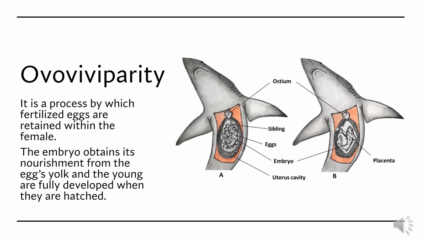Ovoviviparity. It is a process by which fertilized eggs are retained within the female. A more primitive condition, known as ovoviviparity and found in certain snakes, is the simple retention of the egg until it hatches. In this case, the embryo derives food from the yolk present in the egg and is not dependent on the mother except for physical protection.